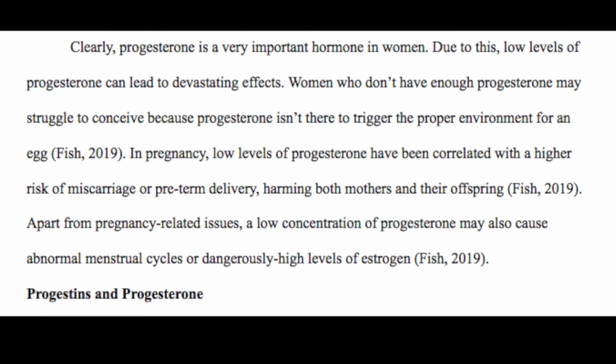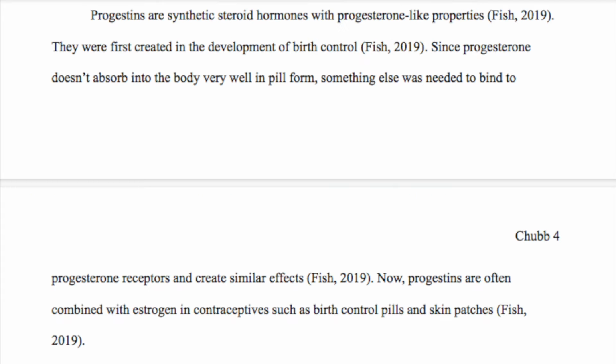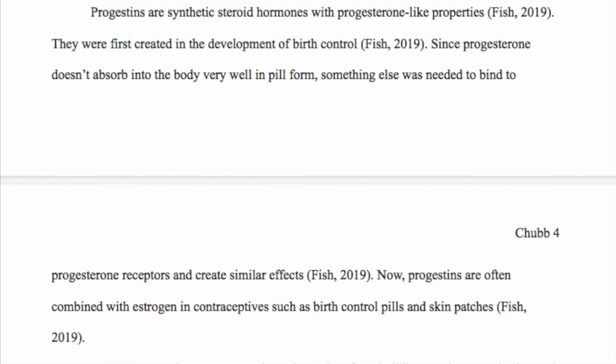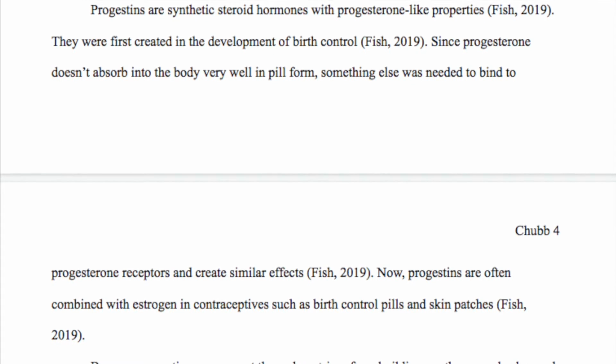Progestins and progesterone. That's a tongue twister. Progestins are synthetic steroid hormones with progesterone-like properties. They were first created in the development of birth control.